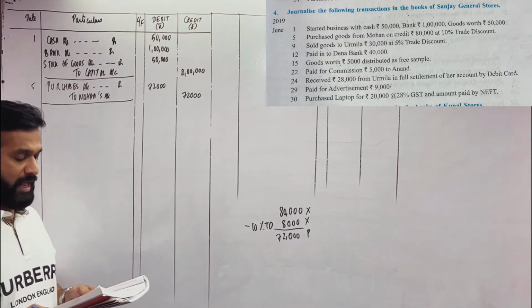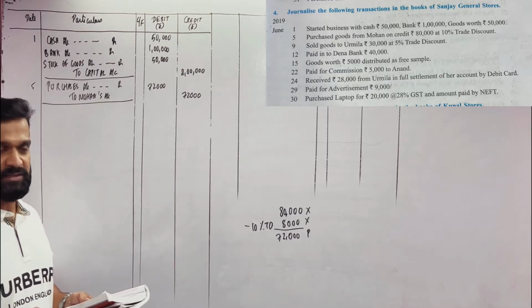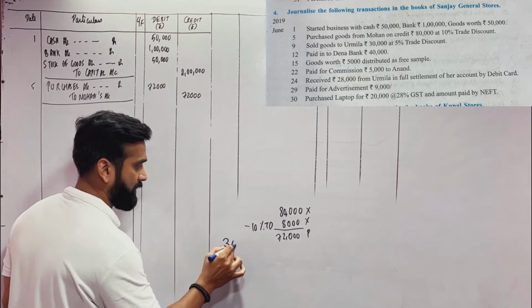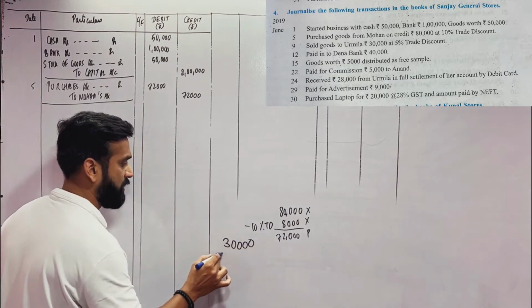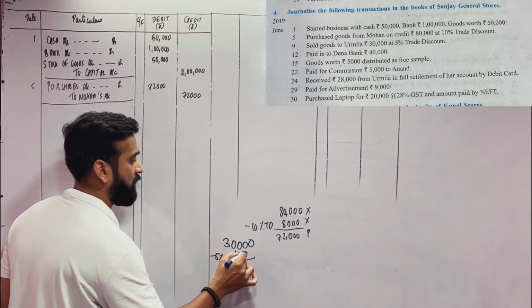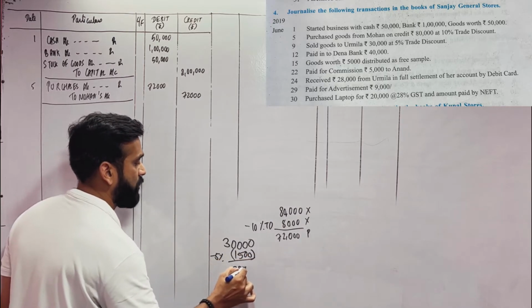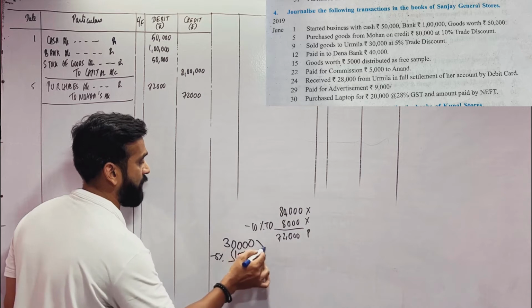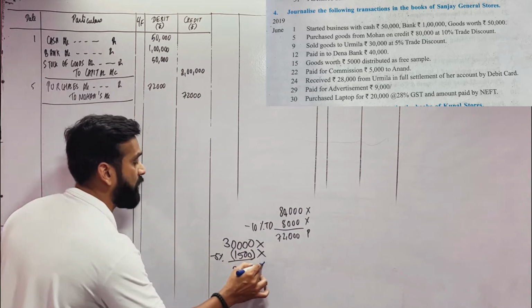Sold goods to Urmila 30,000 at 5% trade discount. So 30,000 less 5% trade discount. 5% of 30,000 is 1,500. So your answer is 28,500. Trade discount does not appear in the books of account.